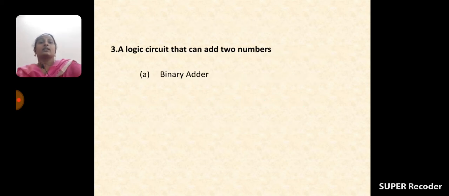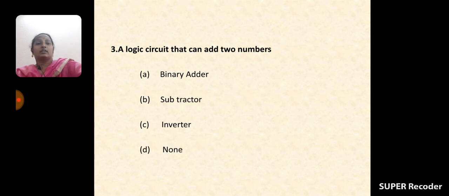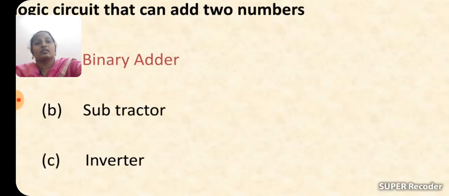And see here, the third one: a logic circuit that can add two numbers. The options are binary adder, subtractor, inverter. An inverter never adds, it inverts, that is, complements. A subtractor does the function of subtraction. So the binary adder will add the two numbers. So here it is the answer.